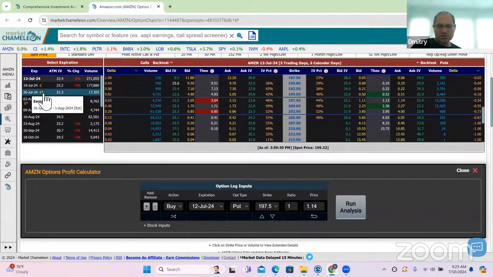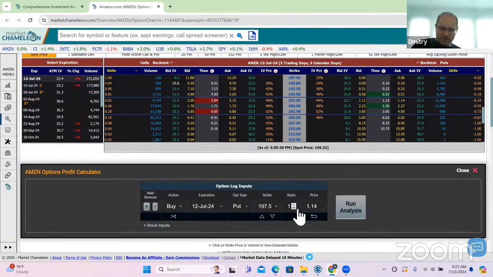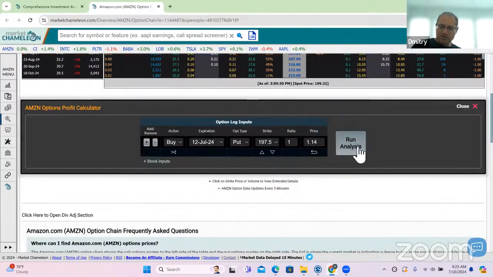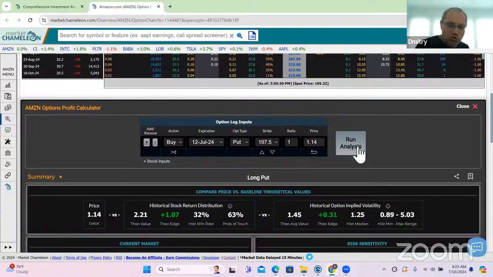We're estimating in earnings. That's what the little star is, July 26th. That could cover that expiration. So now that we have this July 12th put here, we could run the analysis, and then we'll get more statistics on it.